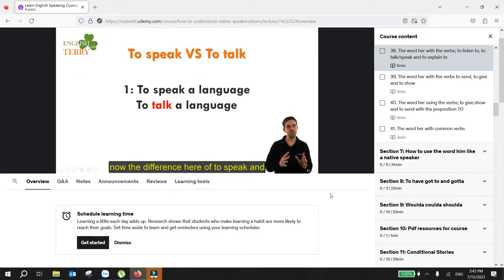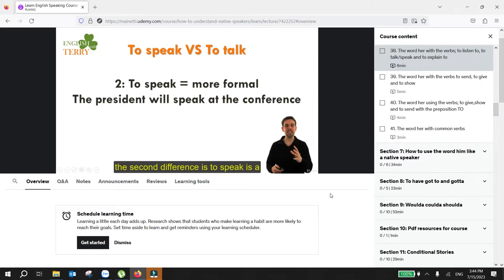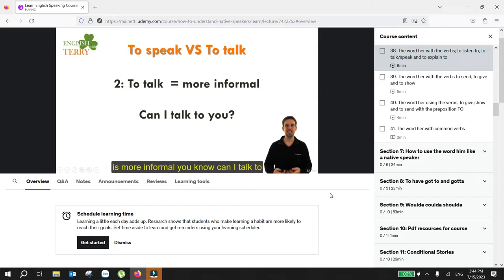Now, the difference here of to speak and to talk, they are very, very similar. First difference is we say to speak a language, never to talk a language, for some reason. The second difference is to speak is a little bit more formal. For example, the president will speak at the conference. In this case, it's not so appropriate or correct to say the president will talk at the conference. It's not so formal. Talk is more informal, you know. Can I talk to you? Is it okay? Can we talk?